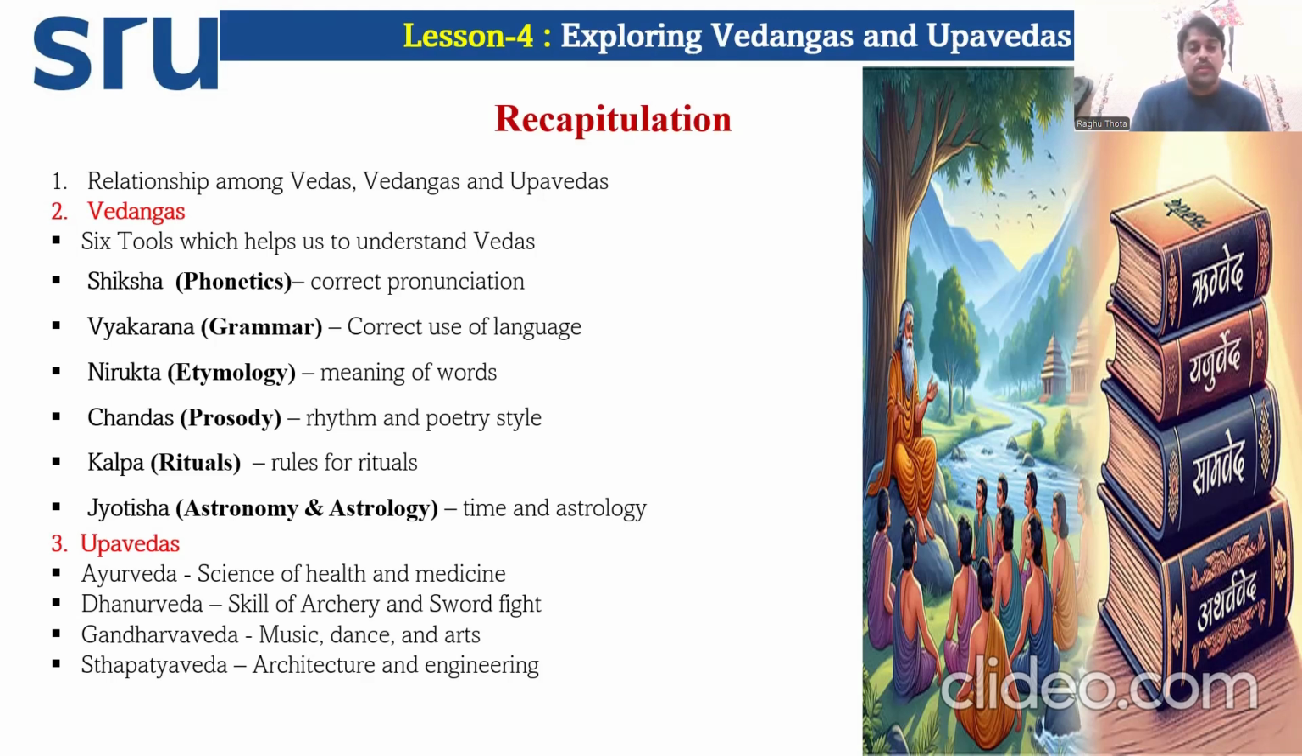And Kalpa, rituals, the rules of rituals, what kind of rituals they had followed, what kind of step-by-step analysis they had, everything has been explained. And Jyotisha, it is about astronomy and astrology. All these tools help us to understand the information and knowledge in Vedas. And they are called Vedangas. That is the relationship between Vedas and Vedangas.